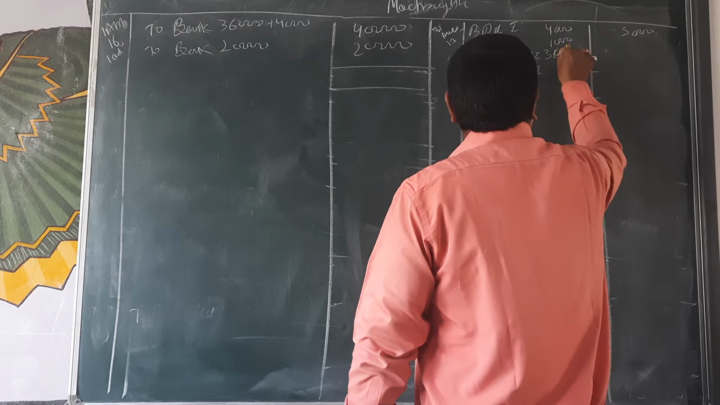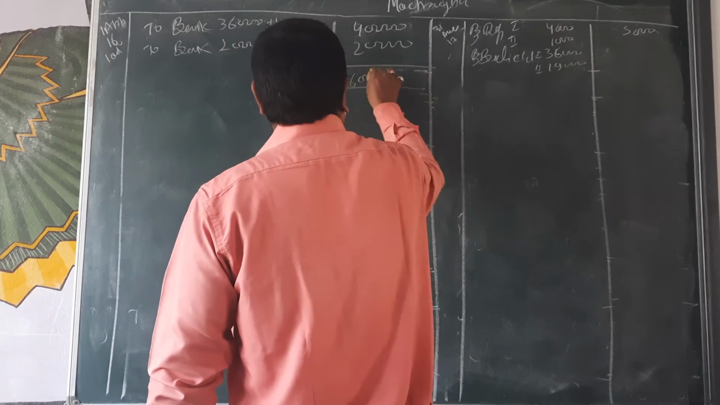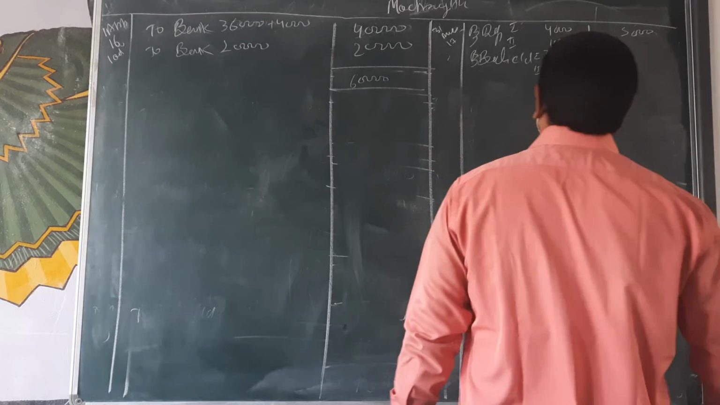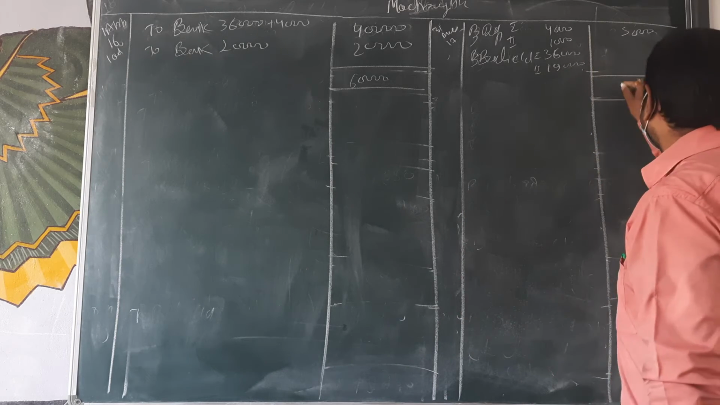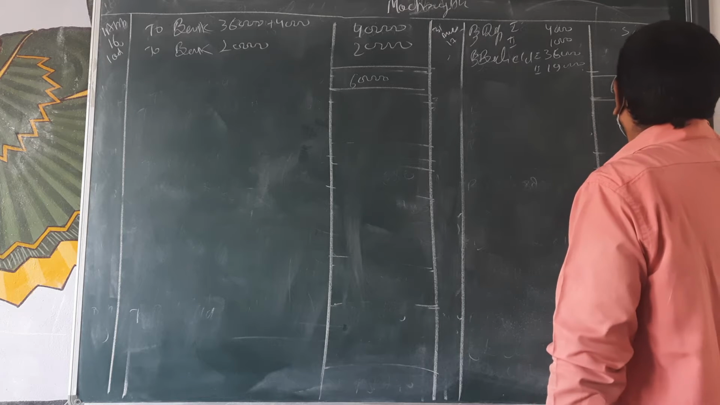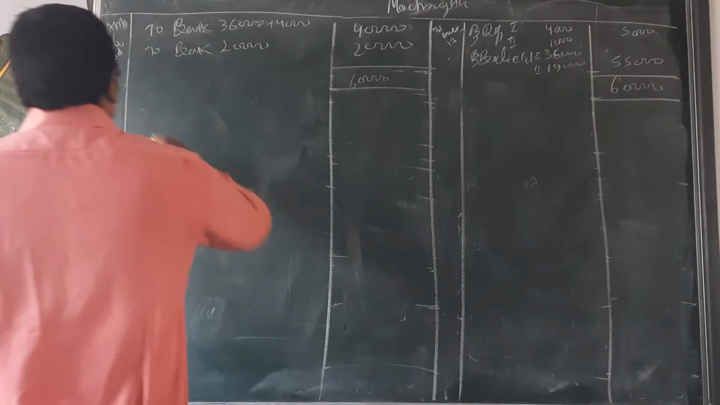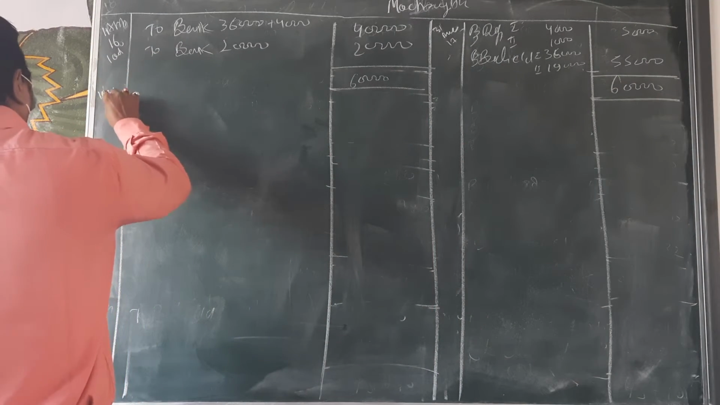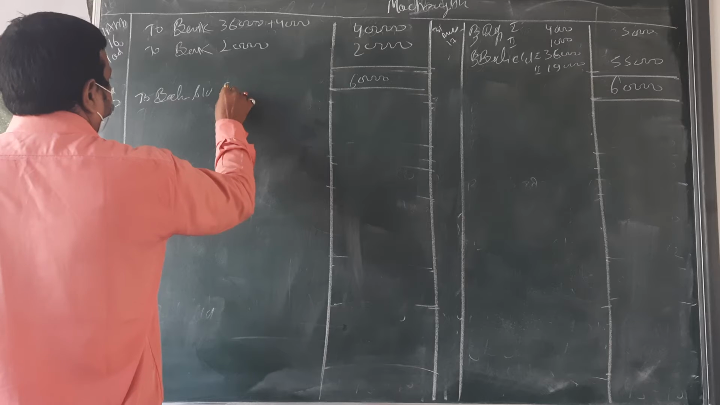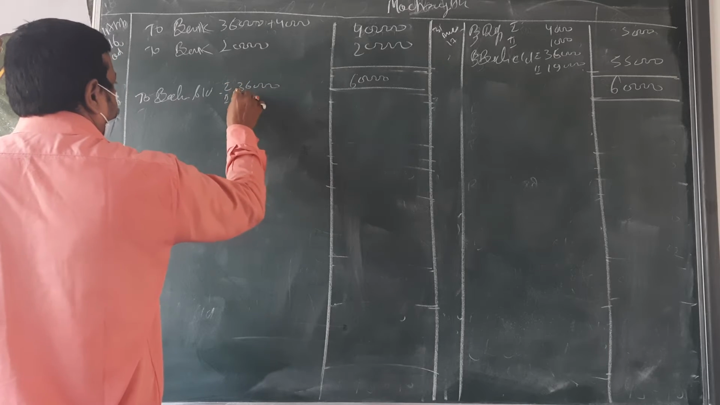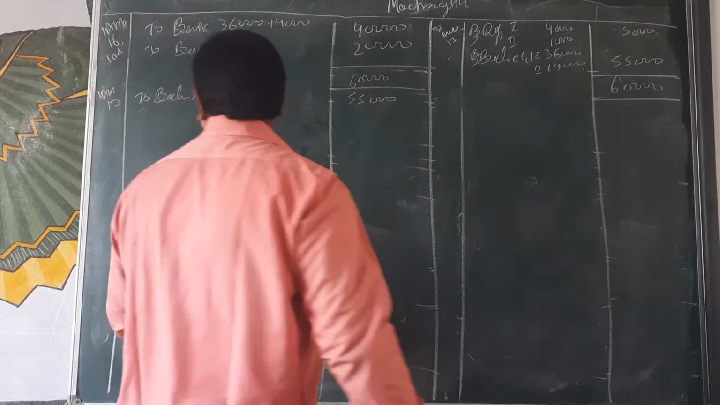First machine 36,000 and 19,000, the total is 60,000, and this side 60,000. The difference amount is the balancing amount, 55,000. Now on 1st April 2017, to balance b/d, first and second. First is 36,000 and second is 19,000. Total amount is 55,000. Anything change?